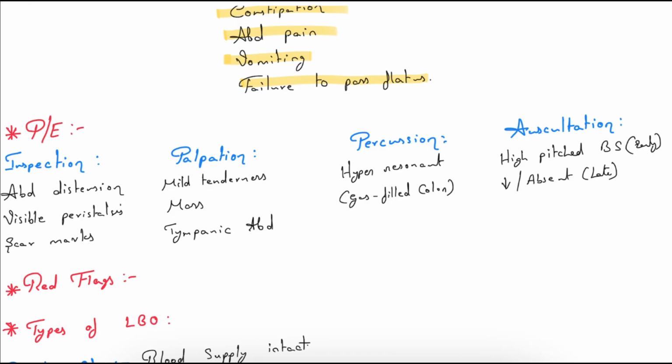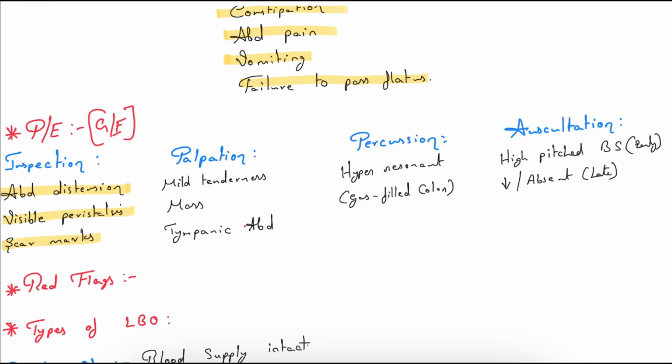In physical examination, whenever a patient comes with large bowel obstruction, first we have to go with general inspection. In general inspection, we can see symptoms of dehydration, tachycardia, and fever if complicated. Next, in abdominal examination, first we have to go with inspection, like abdominal distension and visible peristalsis. Then we can see surgical scar marks and hernias.